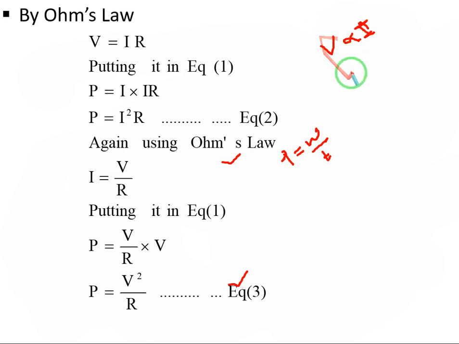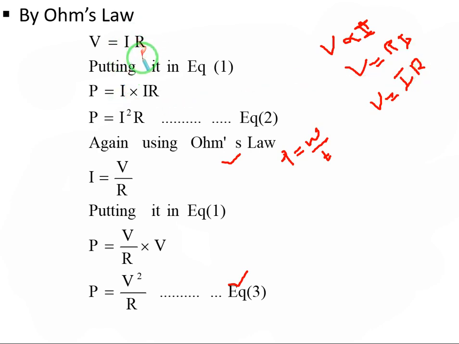The proportionality constant is the resistance, because current is always flowing in a conductor, and every conductor has its internal resistance. That's why we can use V is equal to IR. This is Ohm's law, and Ohm's law is used for resistance. Keep in mind, Ohm's law is used for resistance.